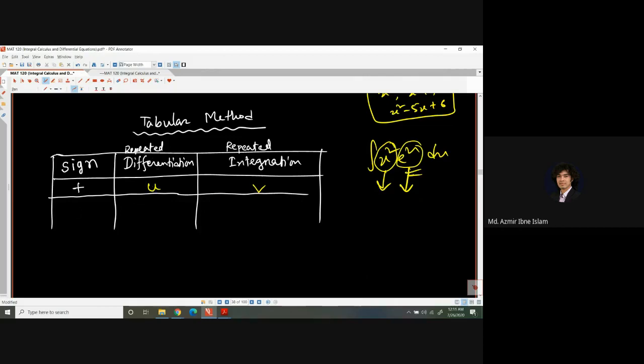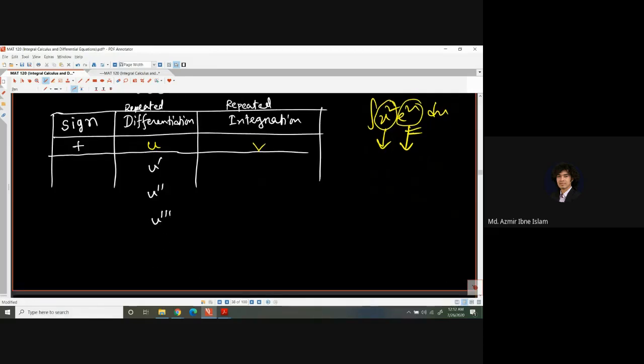since this is under the repeated differentiation column, repeated differentiation means we have to differentiate again. So that means differentiation of u, again differentiation, let me write it this way: u prime, u double prime, u triple prime, that is the first derivative of u, second derivative of u, third derivative of u, and this process will be continued until we get 0.